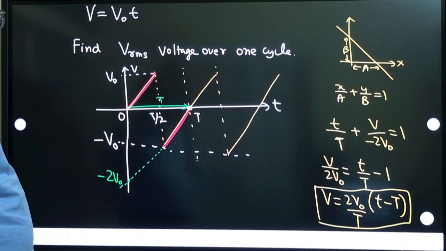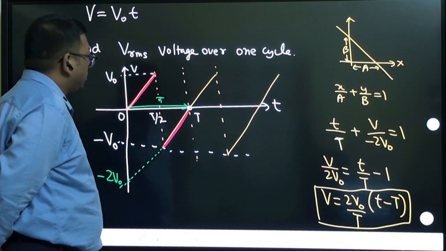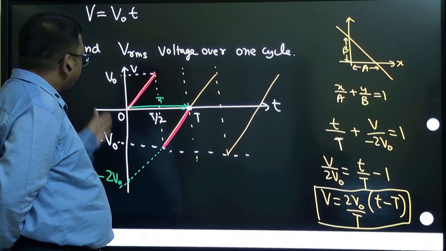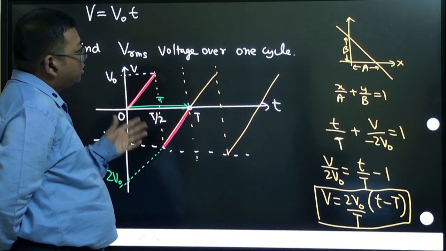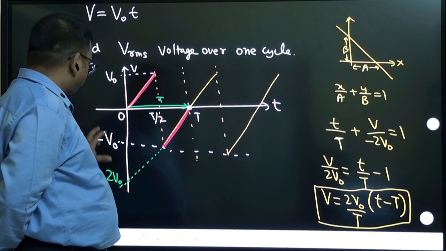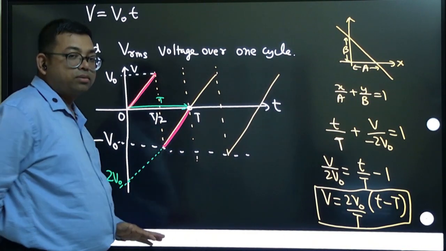Is this correct? Check it out. Because that's the equation, x by a plus y by b equal to 1. Here the x intercept is capital T and the y intercept is minus 2 V naught. So x by a means the time axis, t by capital T. The y intercept is capital V by minus 2 V naught, is equal to 1. So V by V naught comes that side. That is the equation.